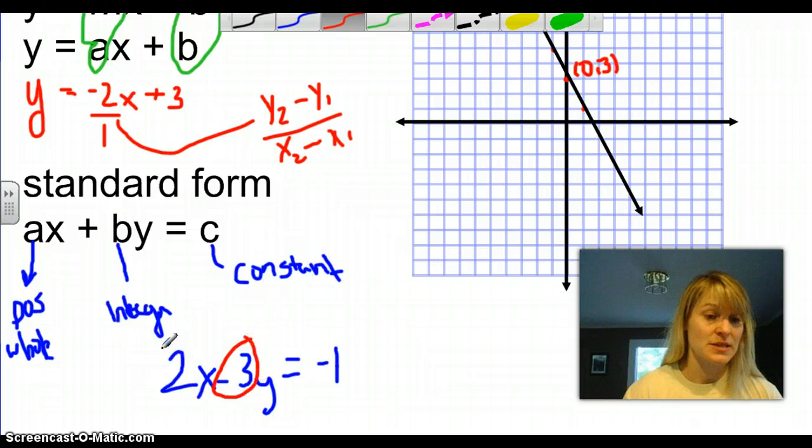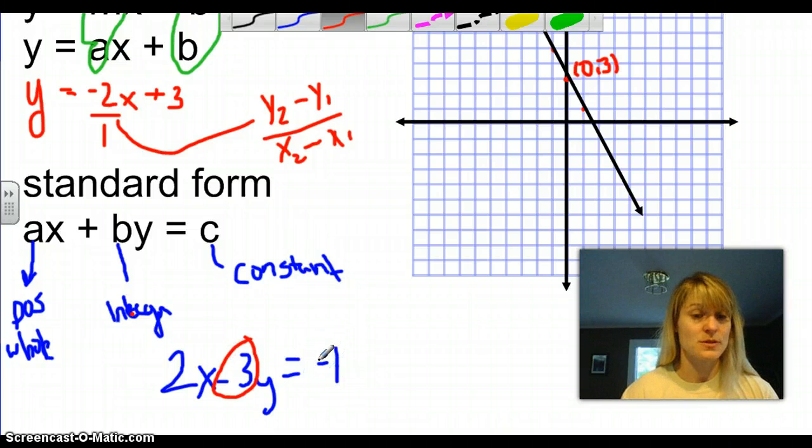This is positive because it has no sign, which makes it positive. This is negative 3. And remember, b can be an integer, which is a positive or negative whole number, so we're good there. And then c is just a constant, just a number by itself, so this works because there's no variable. So this is a standard form equation. Therefore, if you had a question like this, and you saw this equation, we would say this is a linear function. It's in standard form.